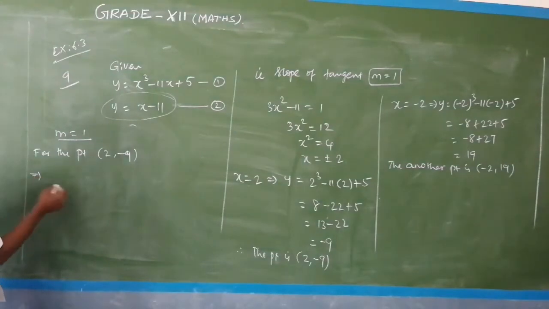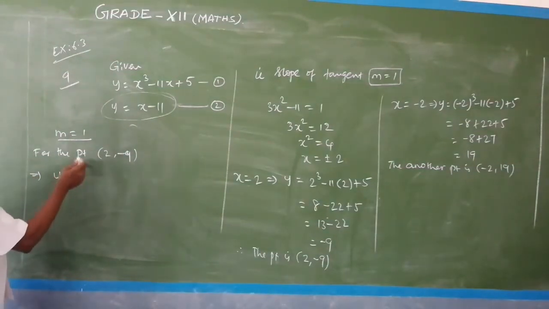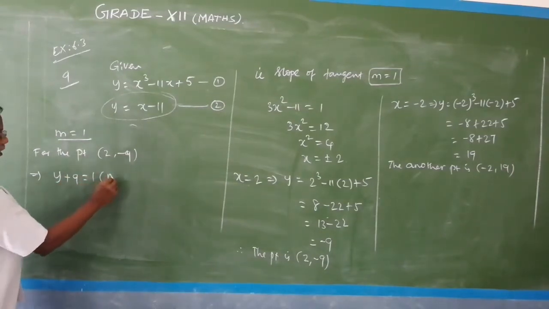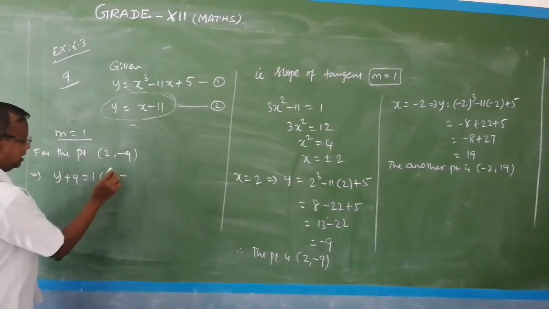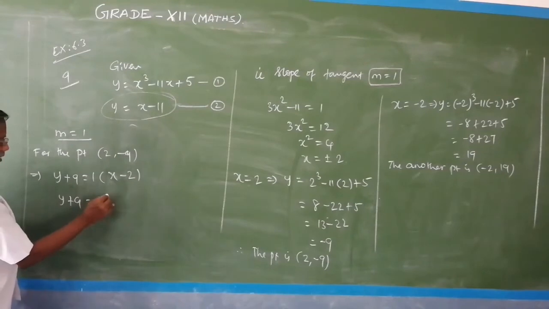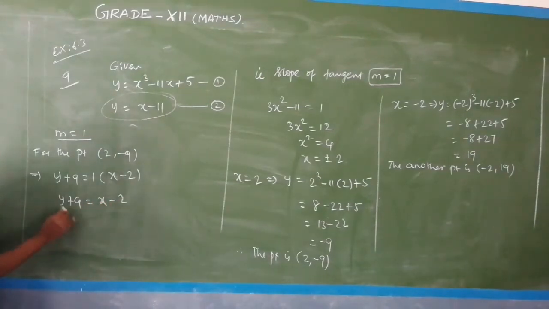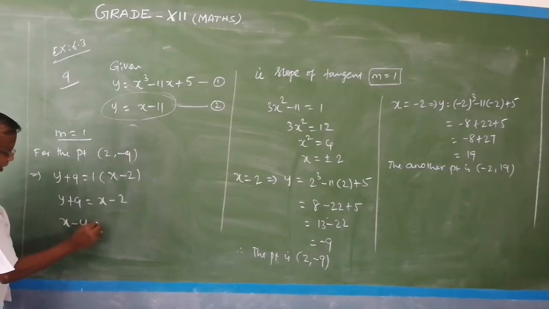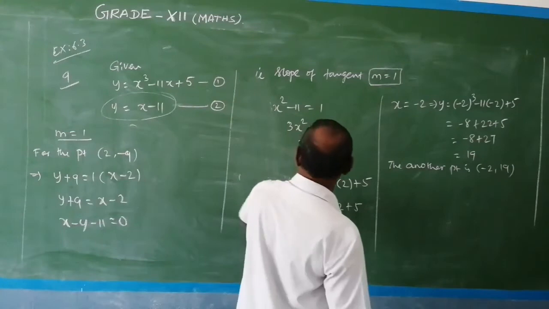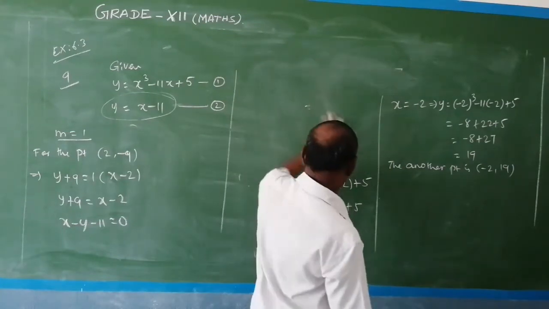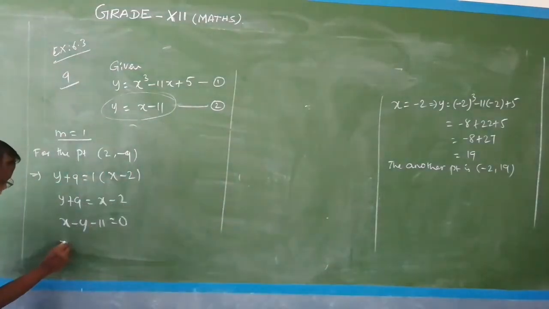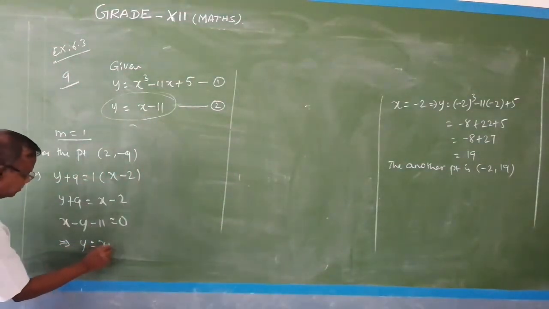We have the equation of tangent is y minus y naught equal to m into x minus x naught, that is y plus 9 equal to 1 into x minus 2, that is y plus 9 equal to x minus 2, or x minus y minus 11 equal to 0, which is also y equal to x minus 11.